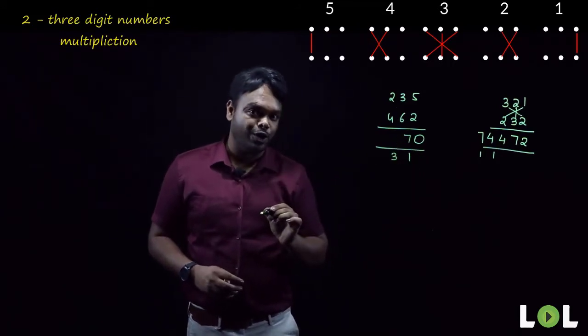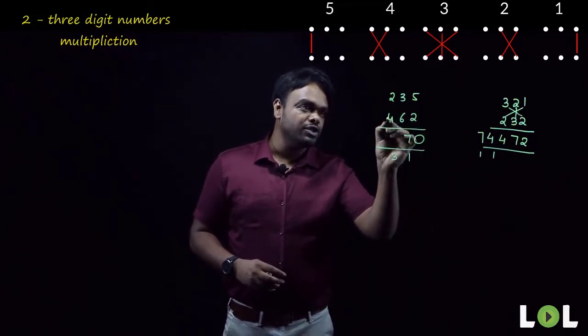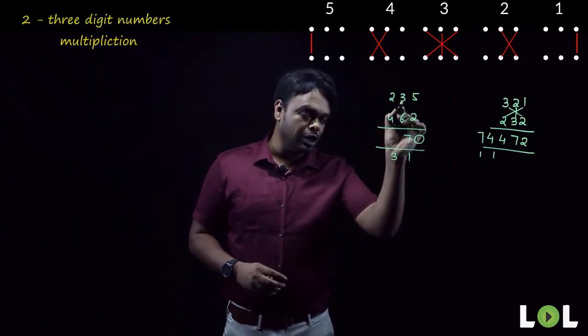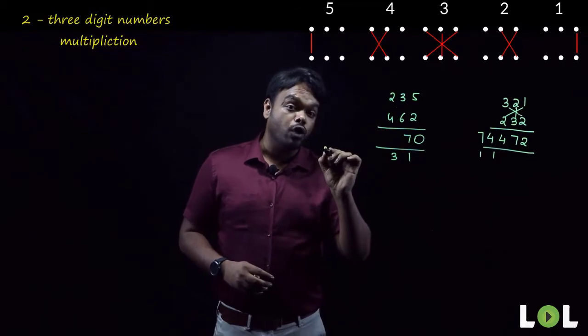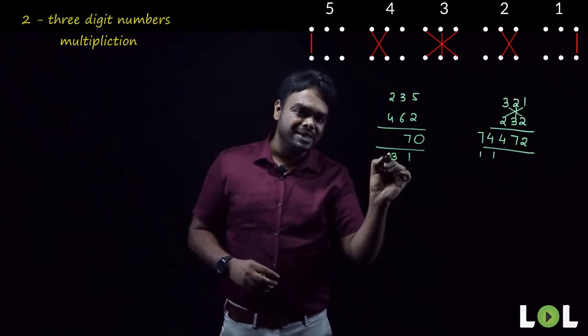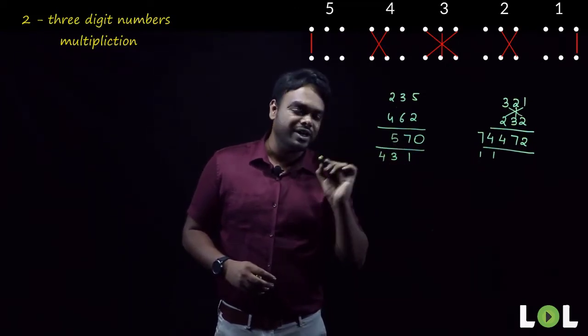Third step, careful, all the 3 columns. Now, 2 into 2, 4, 5 into 4, 20. 20 plus 4, 24. Not yet done. Middle column. 3 into 6, 18. 24 plus 18 should give us 42. 42 plus 3, that is 45. I'll write 5 here and I'll take 4 here.